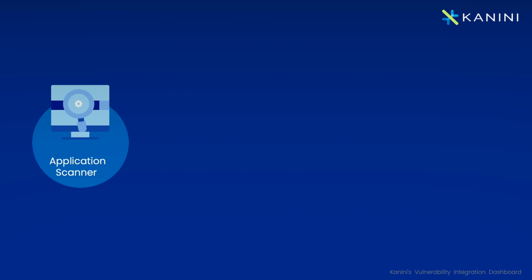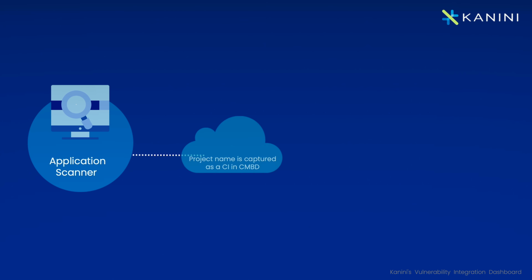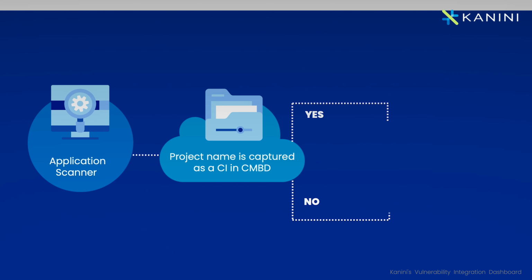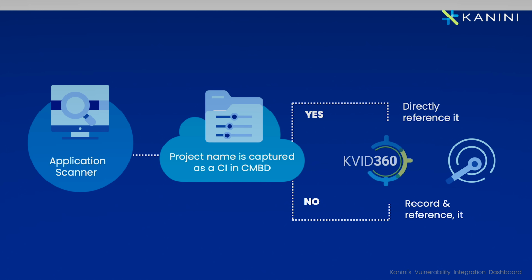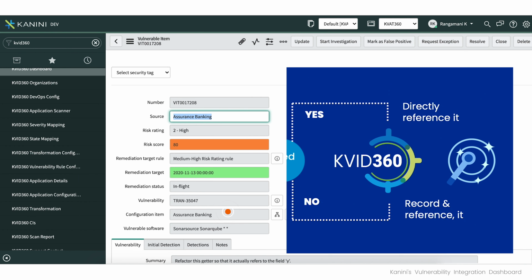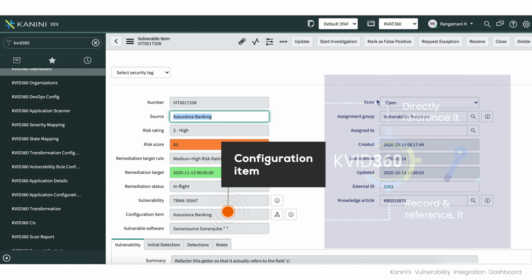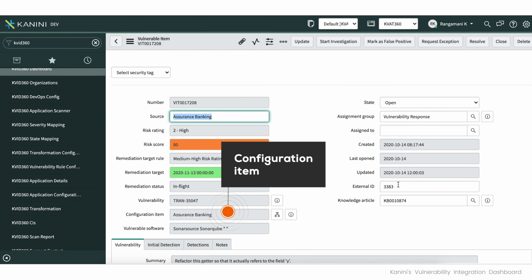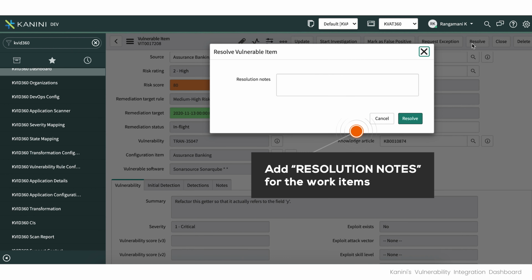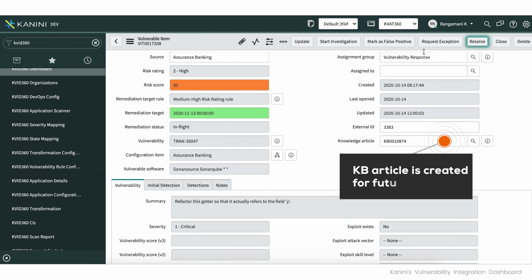For any application scan, the project name is captured as a CI. If the project name is already in the CMDB CI, KVID360 will reference it, and if it's not in the CMDB CI, then it creates a record and references it against the configuration item. You can also add resolution notes for the work items, and KVID360 will mark it as resolved. A KB article is created for future reference as well.